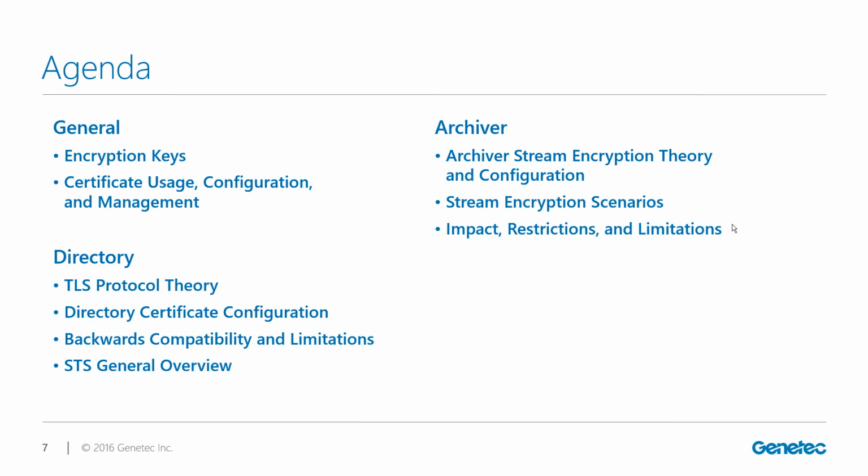So first we're going to talk about the theory of it, what it's actually doing. Then we're going to go into how to configure that on the system. And that's a lot of information to handle. So then we're going to take a look at some particular stream encryption scenarios. Things will get a lot clearer once you actually see the scenarios and see what the streams are doing in there with the archiver stream encryption. That's also known as fusion stream encryption. You might hear that term thrown around too. And of course, in the end, we're going to take a look at the impact on the system of using this new feature and any restrictions and limitations that we have as well.